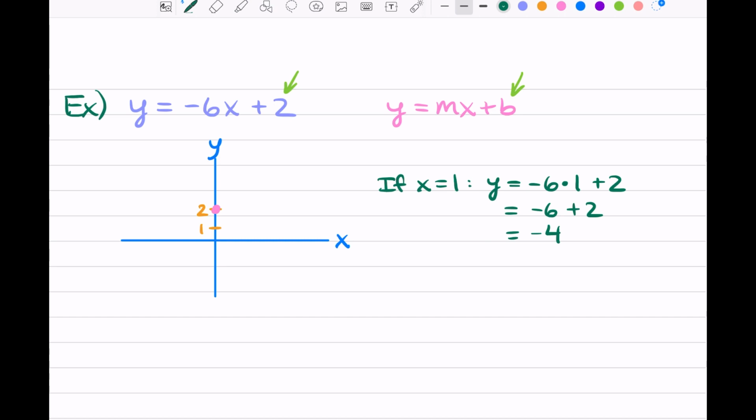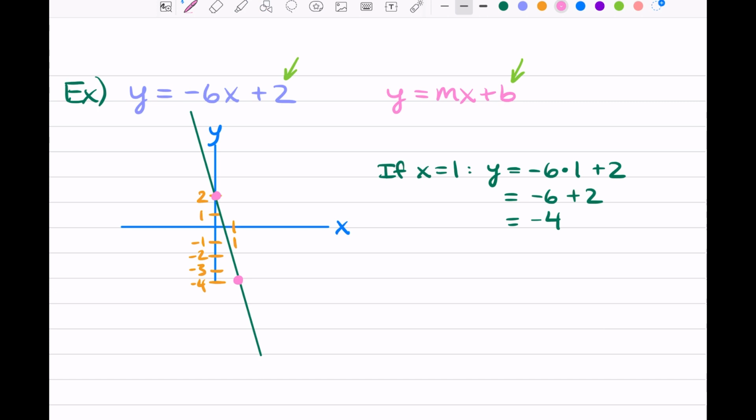Okay, so now we have one more point. We have x equals 1, and then we go down to negative 4. 1, 2, 3, 4. Okay, and so we can plot a point right here. Now we can draw our line. There's actually a second way we can get that point right there.